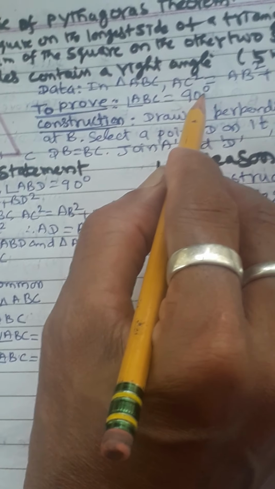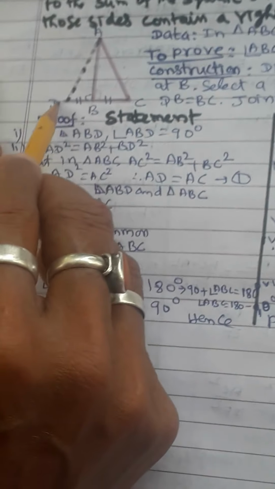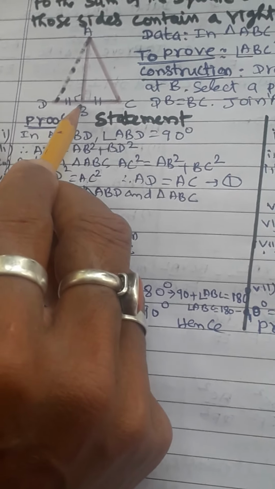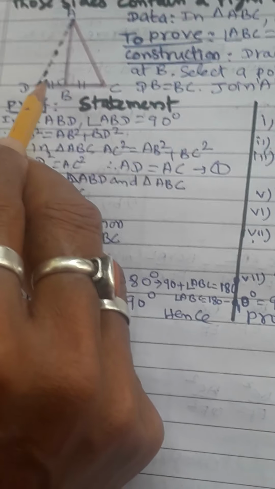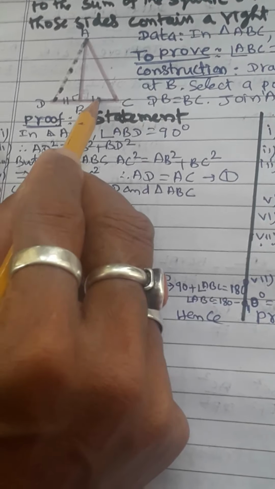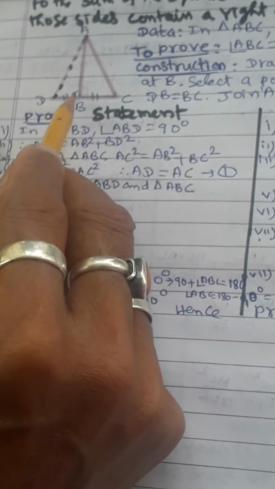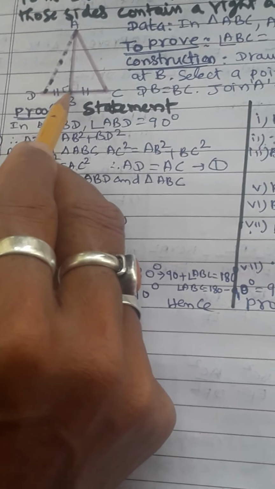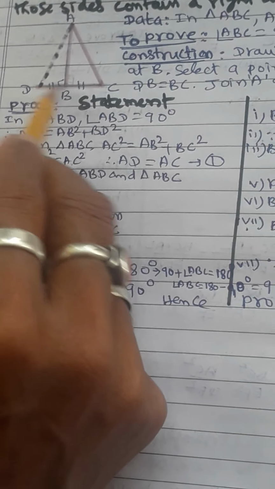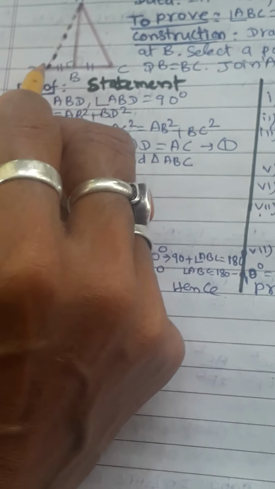So what construction do you have to do? You have to construct BD such that it is equal to BC. That's why I put 2 lines here, and here also 2 lines. Whatever length this is, accordingly you construct another BD. After constructing, you join AD. That is the construction. Now we have to prove. So this 90 degrees we have to prove.